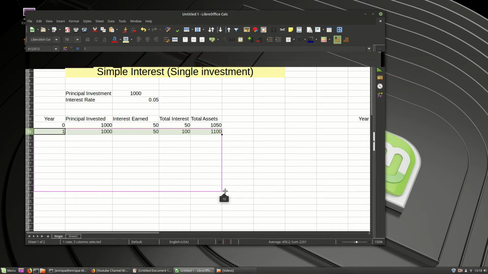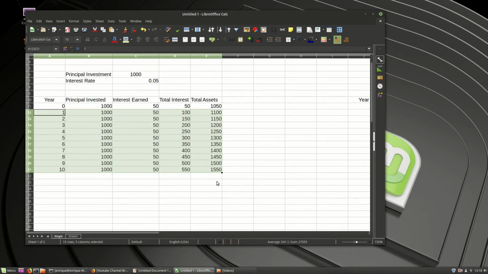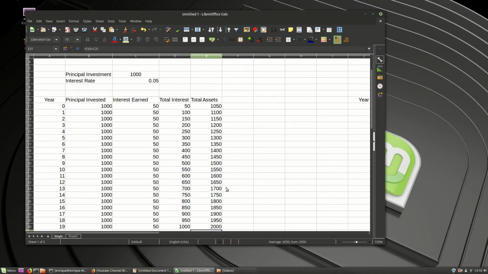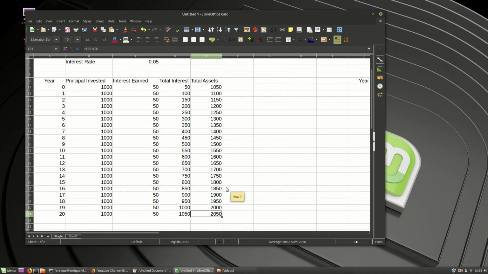What if we drag everything down to 10 years? We've made $500. 20 years, we've made $1,000, essentially doubling our money, which is good. That's good. But there are better ways to make money with interest. Instead of doing simple interest, there's compound interest, which we'll talk about in the next segment.